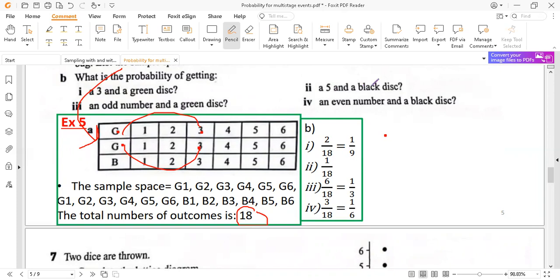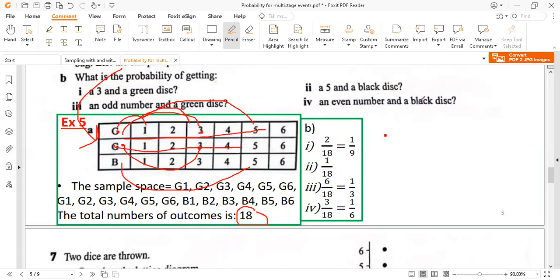For example, a 5 and a black disc. We have a black disc with 5 only once, so 1 from 18. An odd number, we mean 1, 3, 5, and so on. So an odd number with green: for the first green, we have a 1, then a 3, and the 5. So we have 3 different outcomes for each green, 6 outcomes, so 6/18.